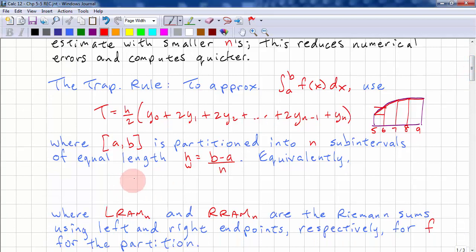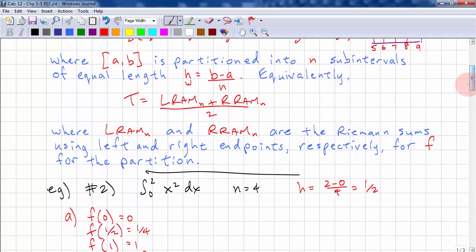And from our RAM calculations, we can actually calculate the trapezoidal rule. It's just LRAM of n partitions plus RRAM of n partitions, over 2. So you can just use your RAM program to calculate the trapezoidal rule. You don't need another program. And again, LRAM and RRAM are the Riemann sums using the left and right endpoints respectively for the partitions.